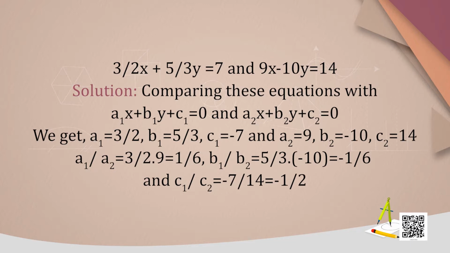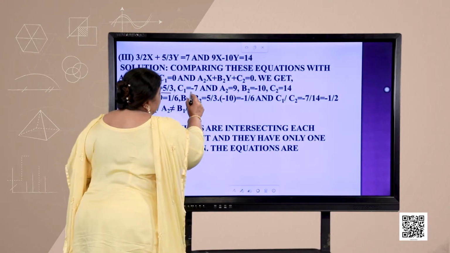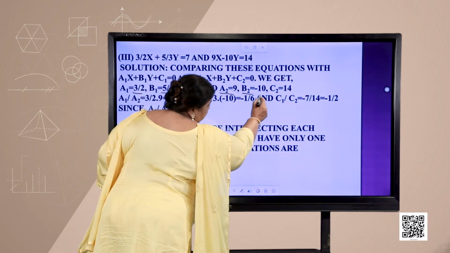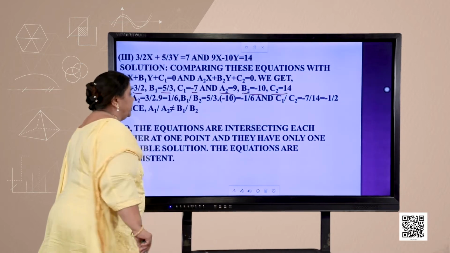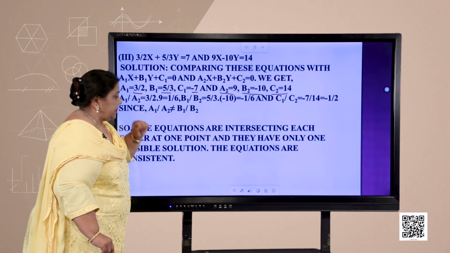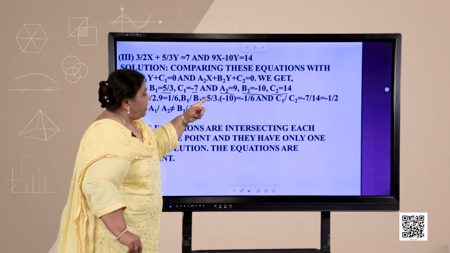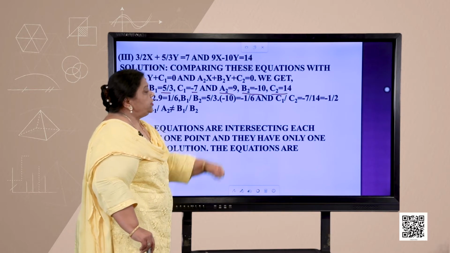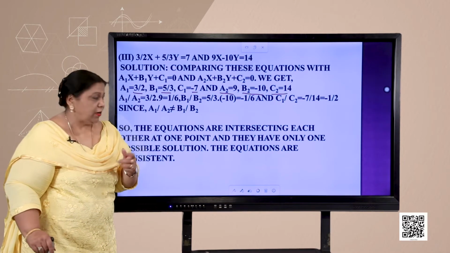We can compare these equations with the general equations a1x plus b1y plus c1 is equal to 0 and a2x plus b2y plus c2 is equal to 0. We get a1 as 3 upon 2, b1 as 5 upon 3 and c1 as minus 7. What about a2? It is 9, b2 is minus 10 and c2 is 14. a1 upon a2 is equal to 3 upon 2 into 9, that is 1 upon 6, and b1 upon b2 is equal to 5 upon 3 into minus 10, that is equal to minus 1 upon 6, and c1 upon c2 is minus 7 upon 14, that is minus 1 upon 2.